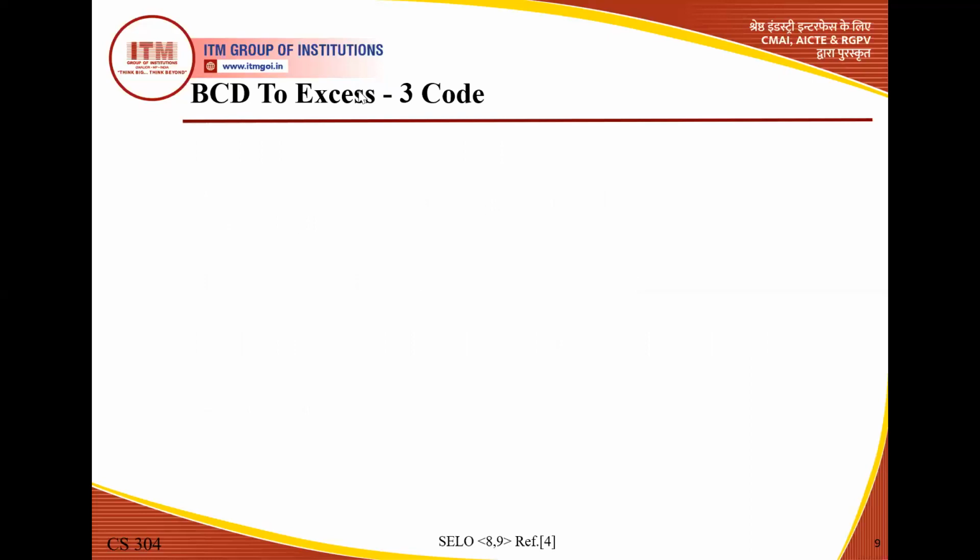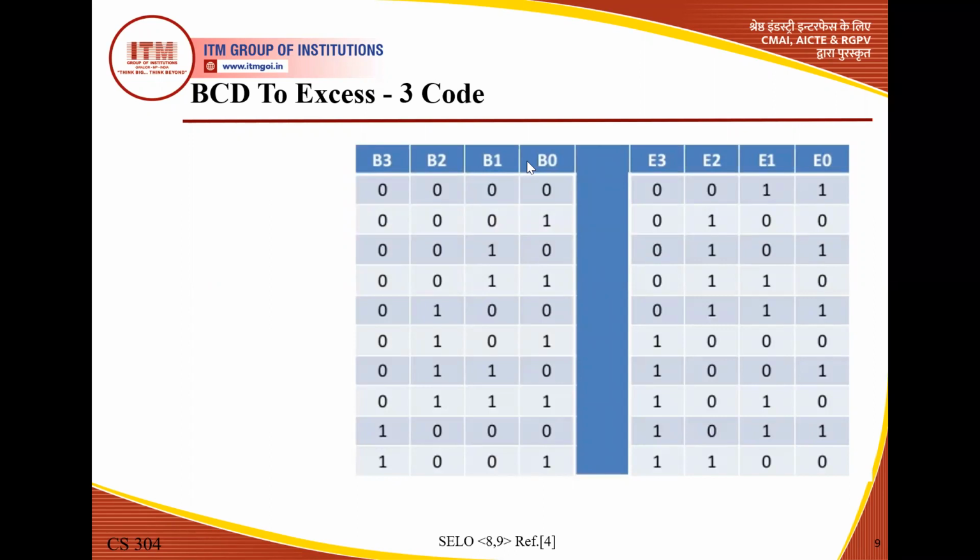Now BCD to excess-3. Here, this is the BCD number and the equivalent excess-3 number. How can we understand this? 0000 in BCD is 0. In excess-3, 0 plus 3 is 3, so this represents 0011. 0001 represents 1; when we add 1 plus 3, this represents 4, 0100.